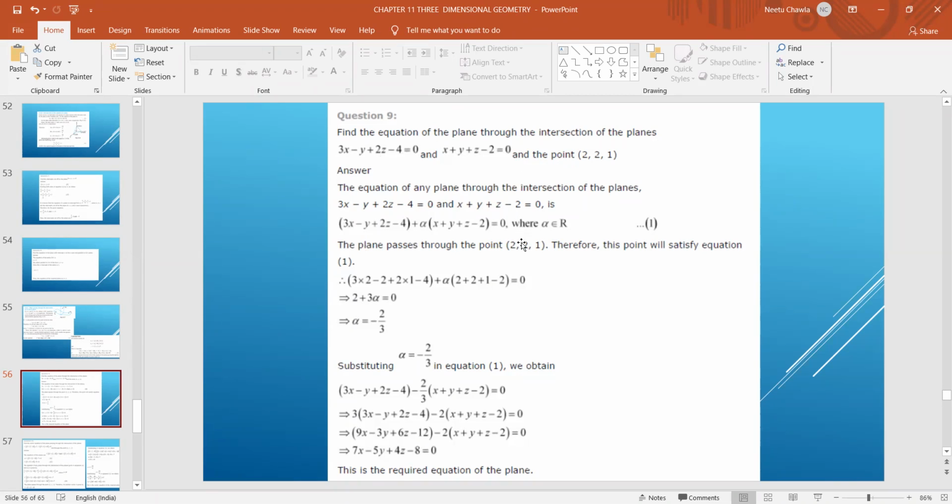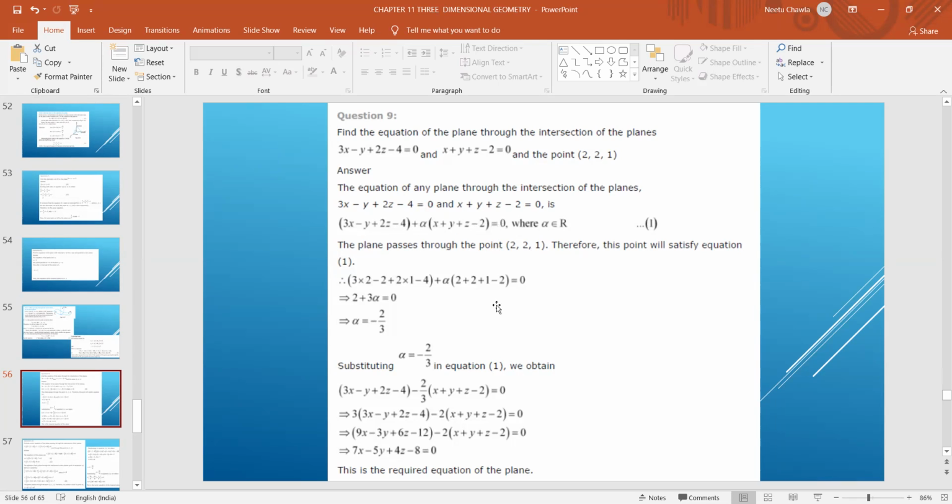So the equation of the plane that is passing through the intersection, we can write it like this. Here they had used another symbol in place of lambda, you can put lambda also, they had used alpha. The plane passing through the point 2, 2, 1. So we'll be substituting in place of x, y and z as 2, 2 and 1, because this is the point which is lying on this plane. So it will be satisfying. Why we are doing this? For finding the value of this alpha.